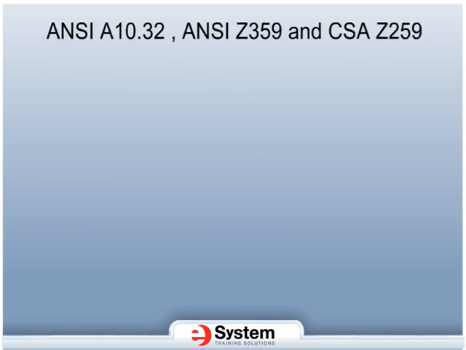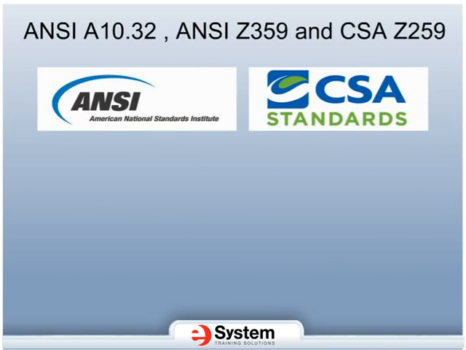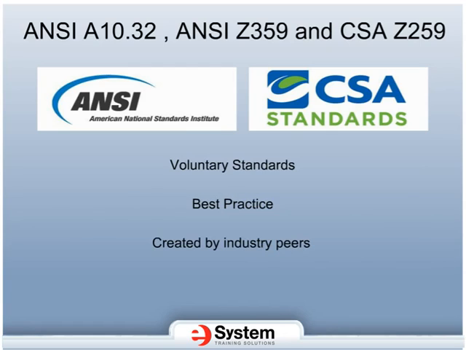ANSI and CSA standards are not law. They are most often referred to as voluntary standards or best practice standards. These industry standards are written by experts and peers in fall protection. This course is based on ANSI 810.32, Z359, and the CSA Z259 standards.